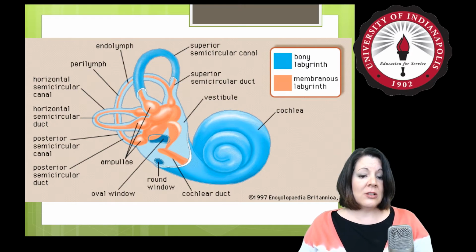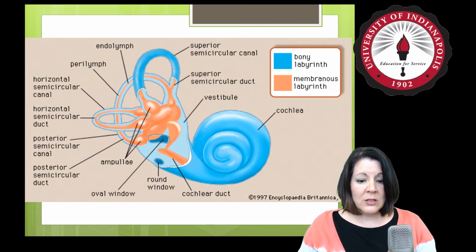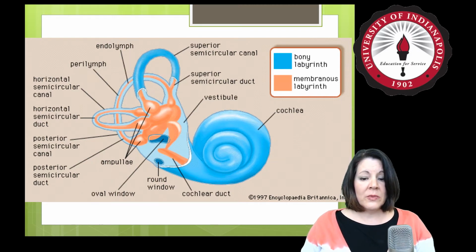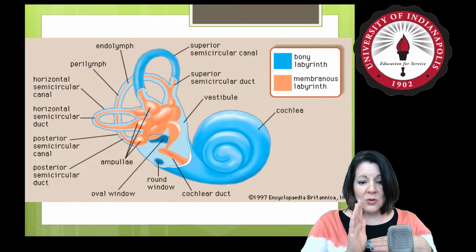And here you can see that just a little bit better. So let's take a little closer look at these structures. We have in the vestibule the otolith organs, which are the utricle and the saccule. One sits vertically and one sits horizontally, and they help us to sense gravity.